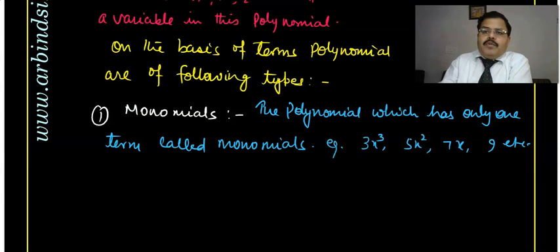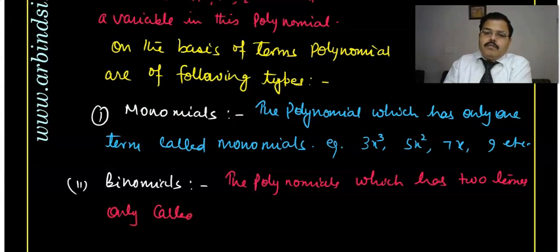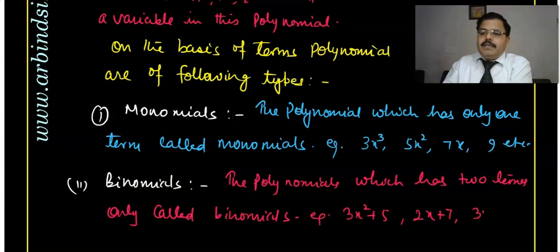Now apart from monomials, there is another one called binomials. The polynomial which has two terms only is called a binomial. For example, 3x square plus 5, 2x plus 7, 3x cube plus 9, etc. All are binomials because there are two terms.